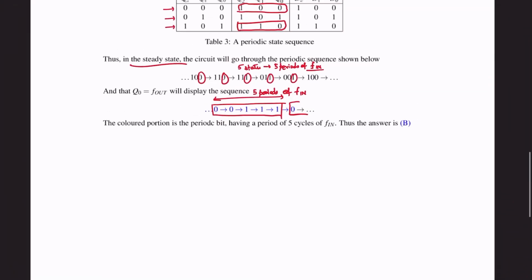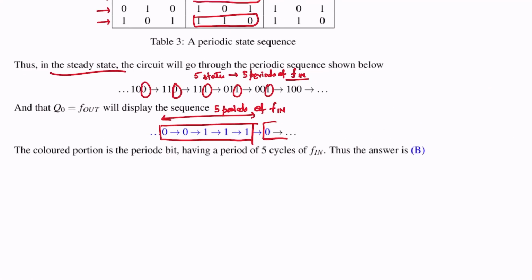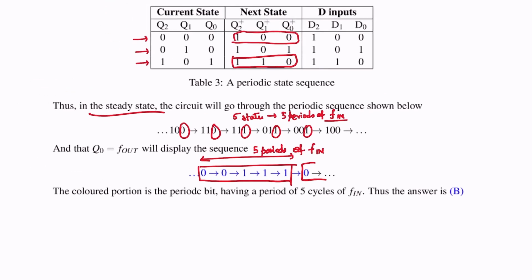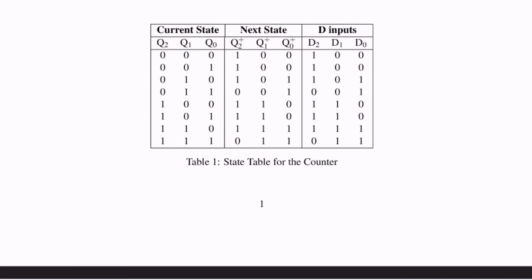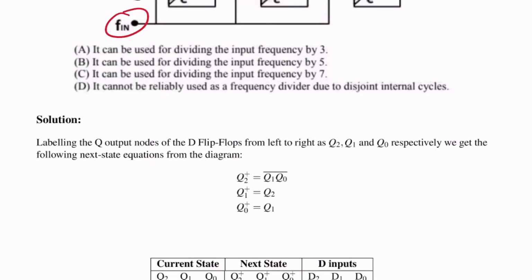So the idea is that this is a frequency divider and it divides by 5. It takes an input clock frequency and gives an output clock frequency of Fn divided by 5, because the time period at the output is multiplied by 5. So the frequency, which is 1 by the time period, is divided by 5. So this can be used for dividing the input frequency by 5. And of course, if B is true, A and C, which are the same answer but with different numbers for the divide by factor, are false.